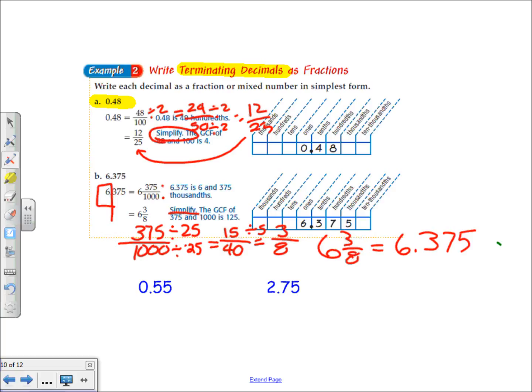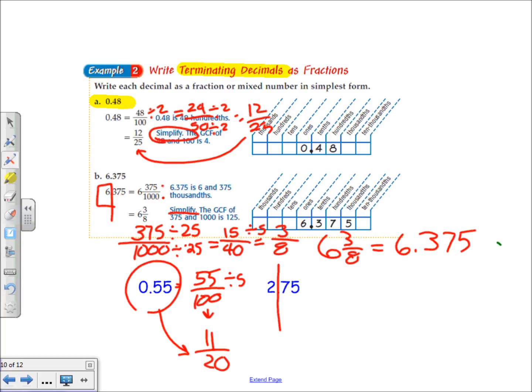Let's try a couple more. 0.55 or 55 for the numerator, 100. That's easy. However, simplifying is a little more complicated. Divide both of them by 5. 5 into 55 is 11. 5 into 100 is 20. 11 20ths. This, simplified as a fraction, is 11 20ths.